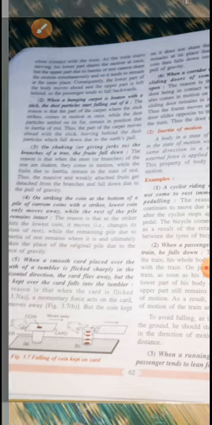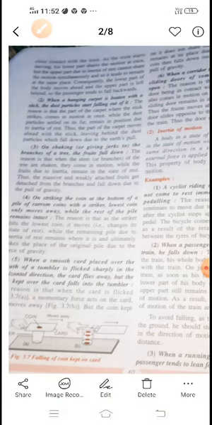Now, I want to emphasize one thing. The students used to write it is because of inertia, but you have to mention whether it is inertia of rest or inertia of motion. So that point should be clear. So you have to clearly mention whether it is because of inertia of rest or inertia of motion.